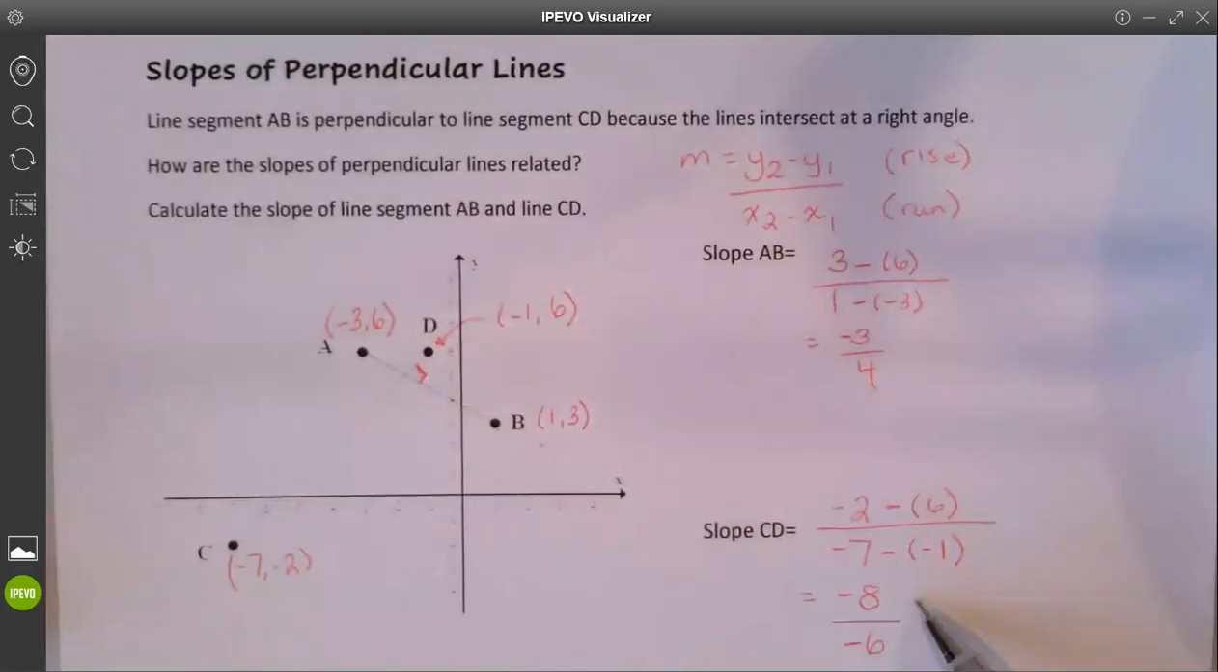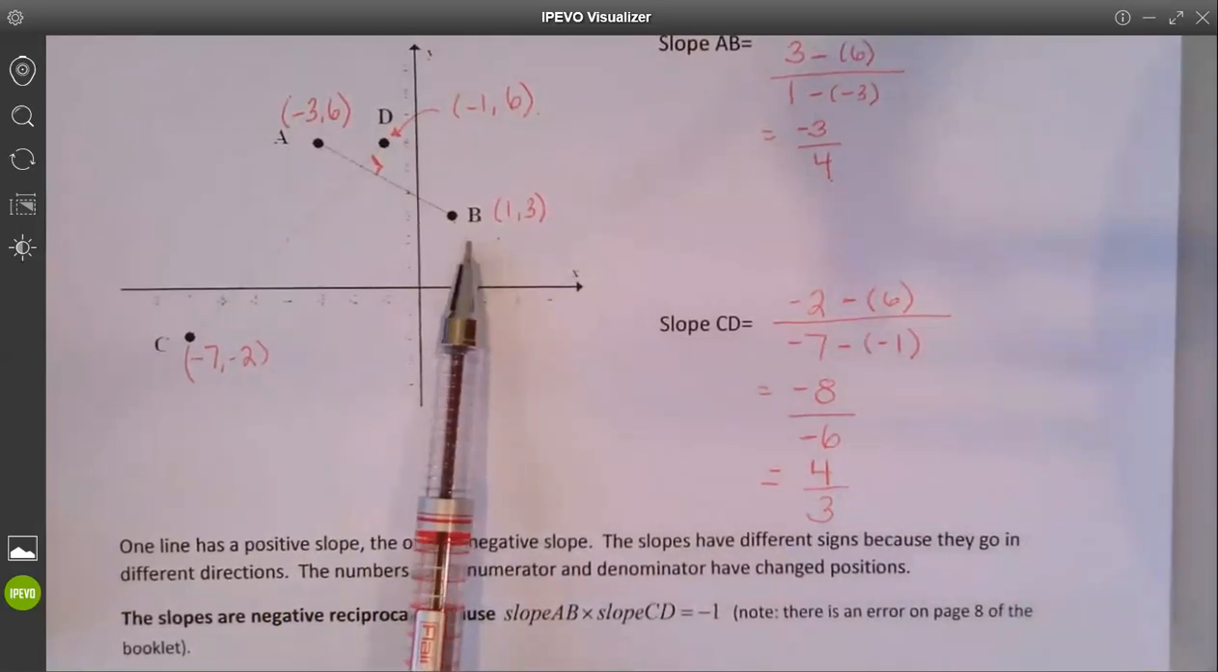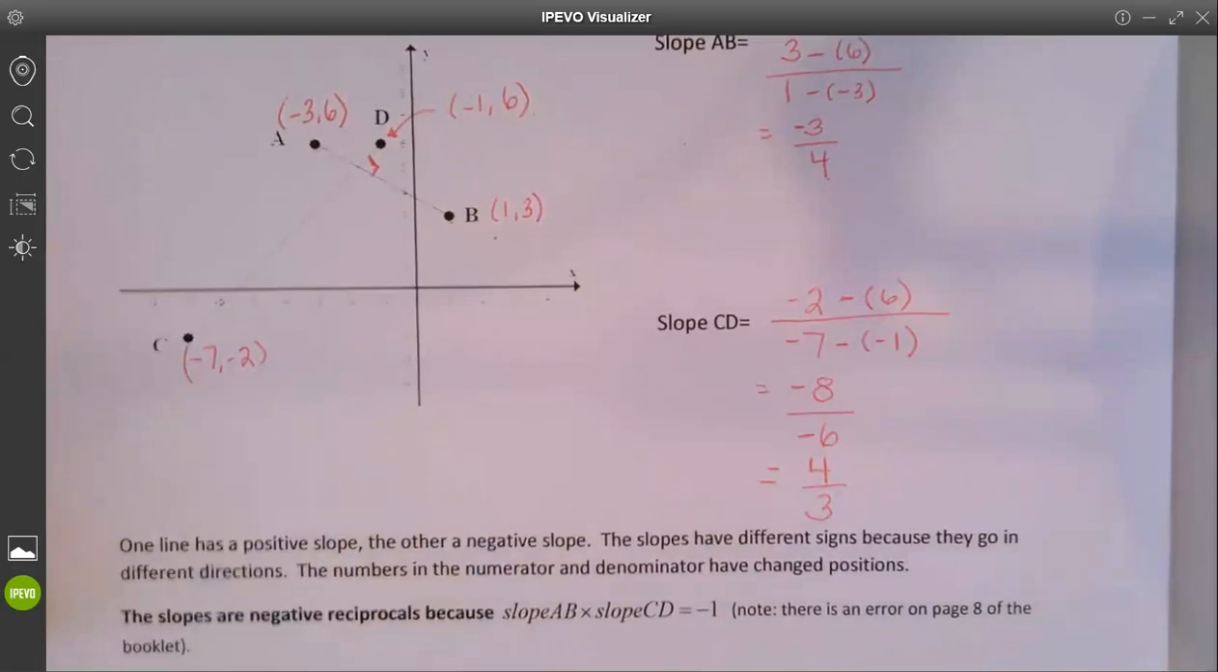So we have a negative over a negative, which becomes a positive. Both these numbers are divisible by 2, so this reduces to +4/3. Now what we want to do is compare these two slopes. Notice that line segment AB has a negative slope and line segment CD has a positive slope. So the two lines are going in different directions, and that makes sense. They have to be going in different directions so that they can intersect.